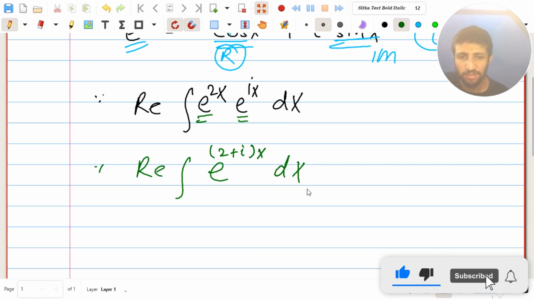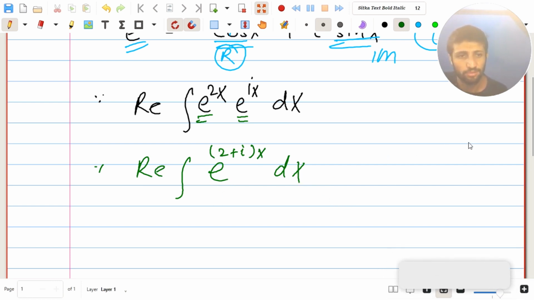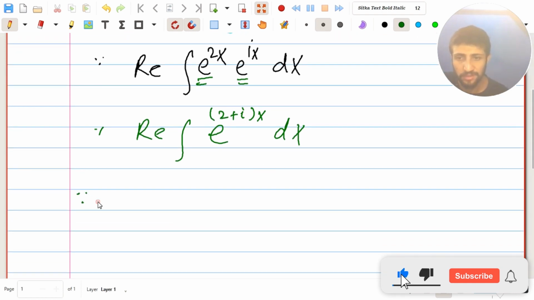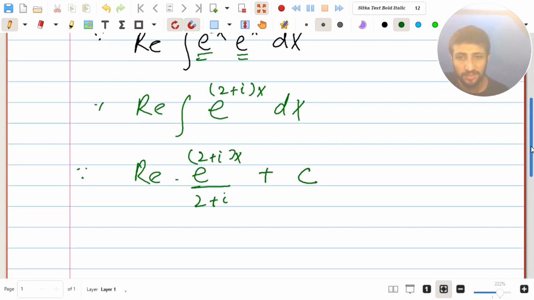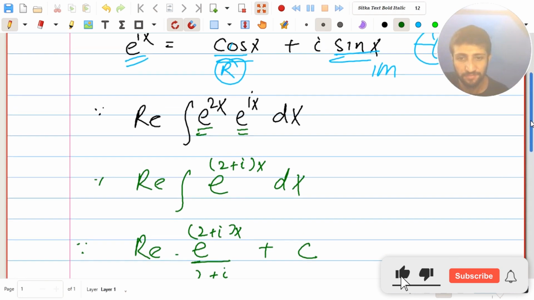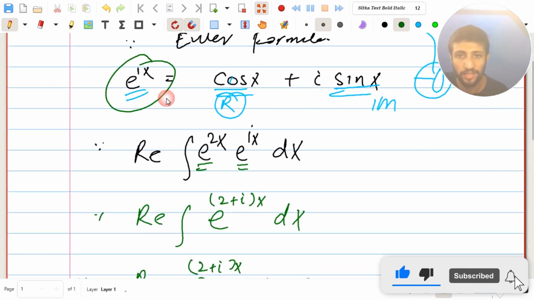Now this is really simple, super easy. I need to integrate e to the power (2 plus iota) x. So this becomes real part of e to the power (2 plus iota) x divided by 2 plus iota, plus c. Now you just need to plug in the value of e to the power iota x, that is simply cos of x plus iota sine of x.